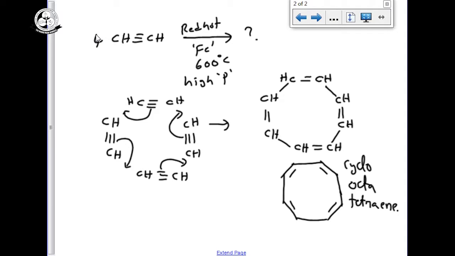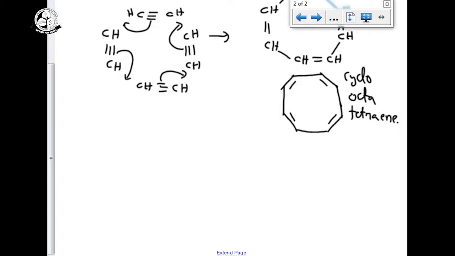See, this is the cyclic polymerization. If I am going to join the alkynes in the cyclic form, we can get cyclic compounds. Now see the linear polymerization.